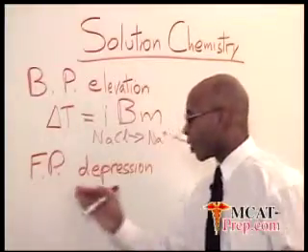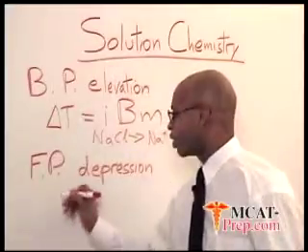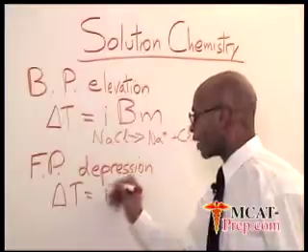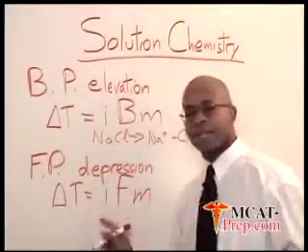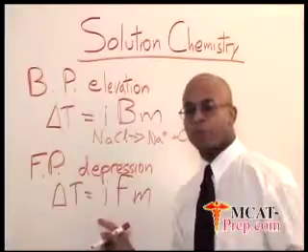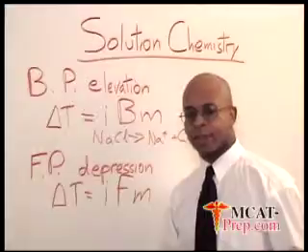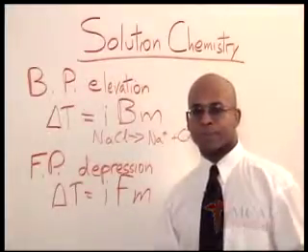And finally, with regards to freezing point depression, it is essentially the same equation, where delta T is equal to i F m, where i, again, is the number of particles, because this refers to colligative properties. F is the freezing point constant, and m is the molality.